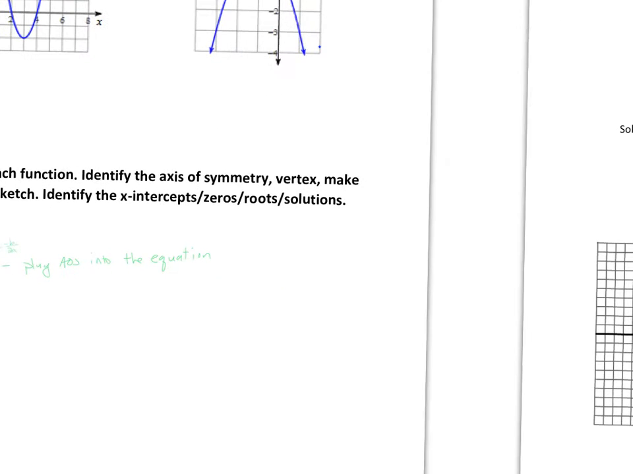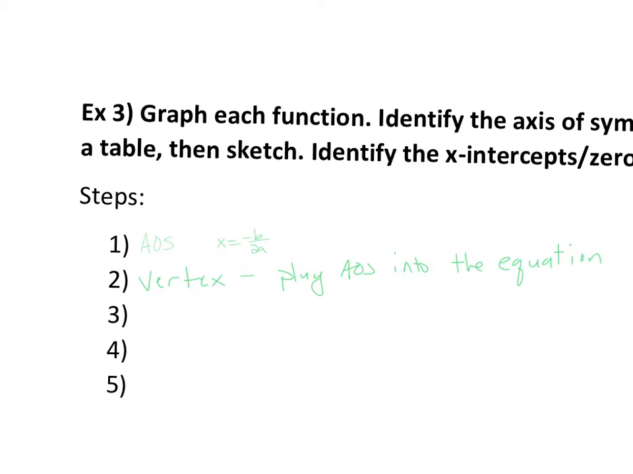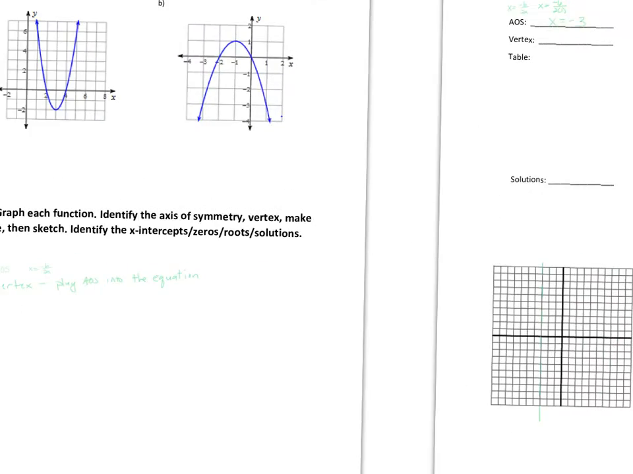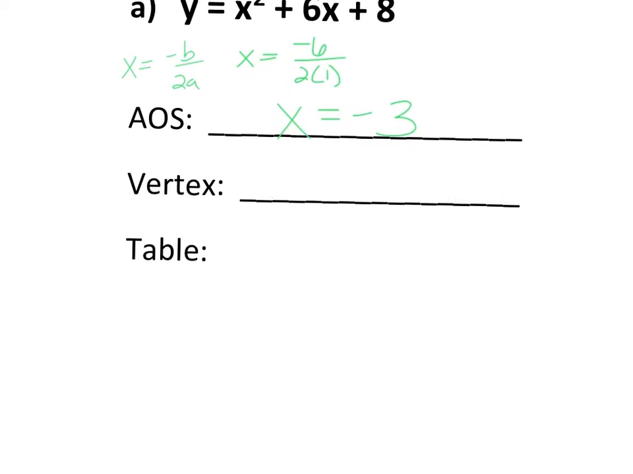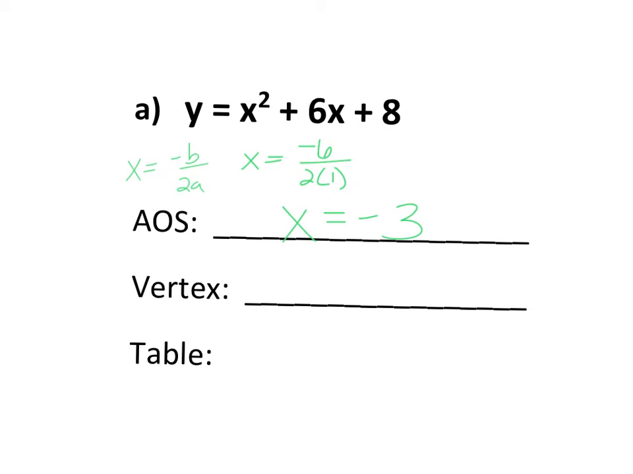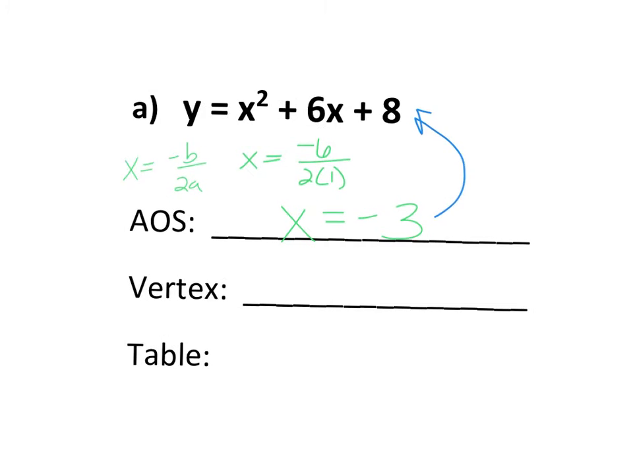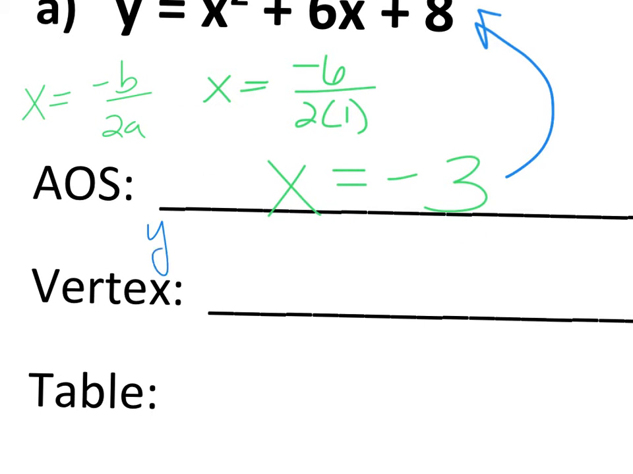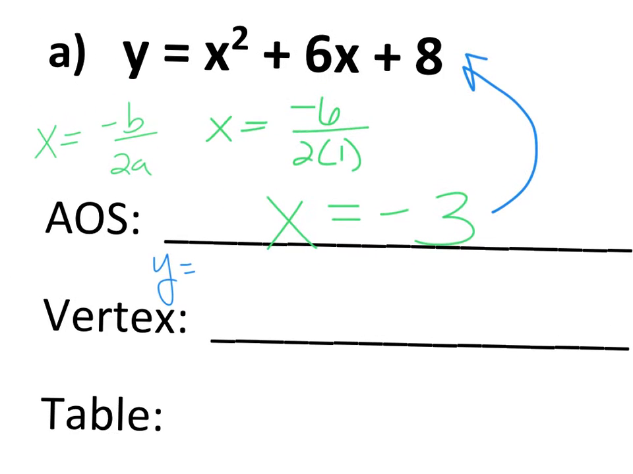Okay? All right, so going back over here. So again, vertex: plug the axis of symmetry into the equation. So what I'm going to do now is take that negative 3 and plug it in up here. So I have y equals negative 3 squared plus 6 times negative 3 plus 8.